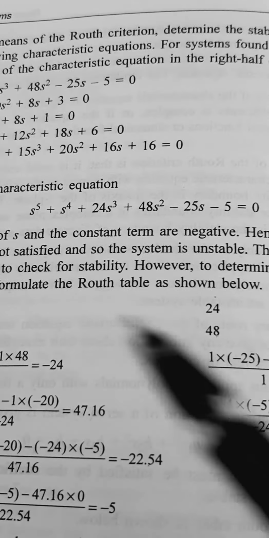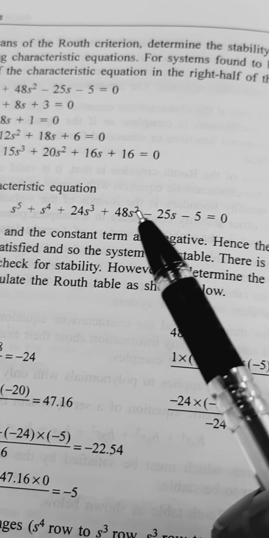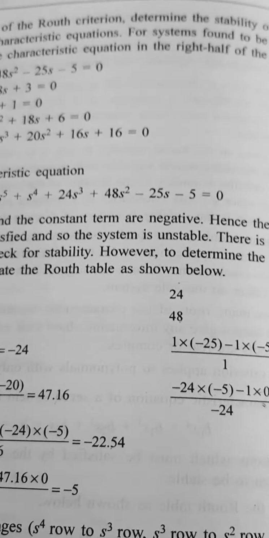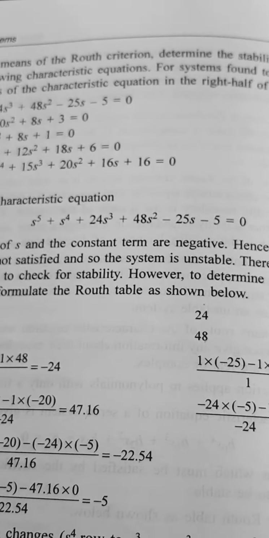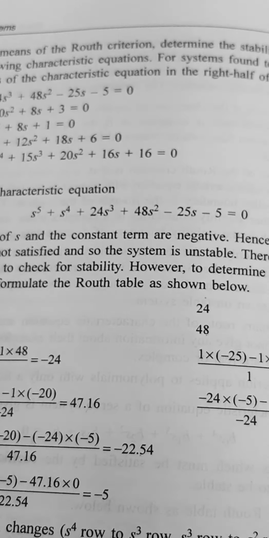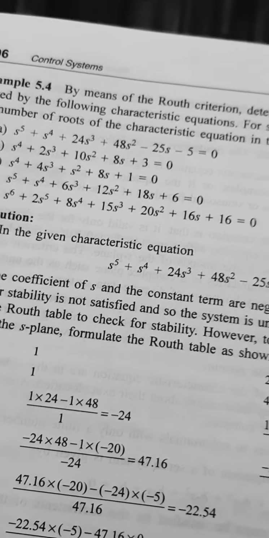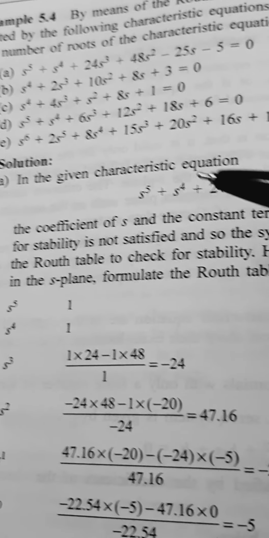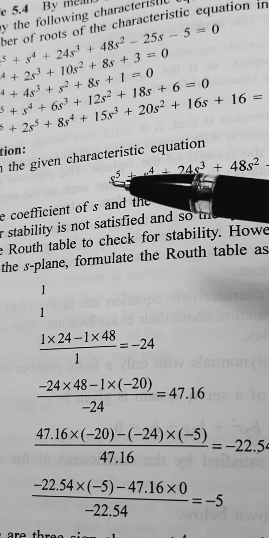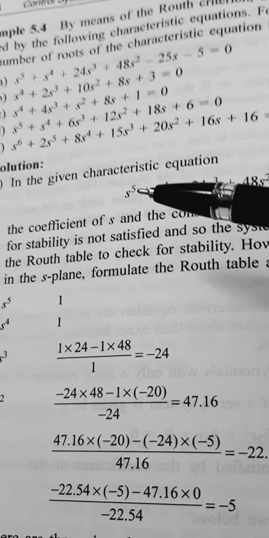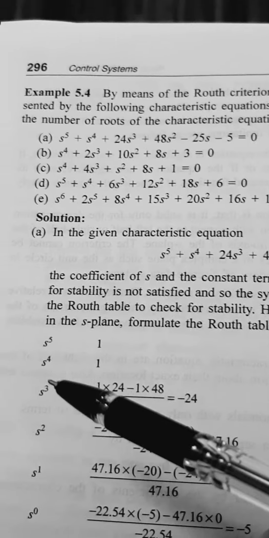First example, we'll take s raised to 5 plus s raised to 4 plus 24s cube plus 48s square minus 25s minus 50 is equal to 0. Here the highest order is the fifth order equation. So you have to start with S5, then S4, then other things.